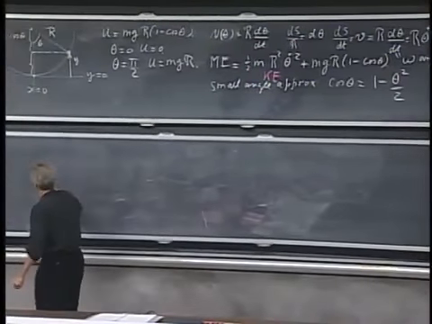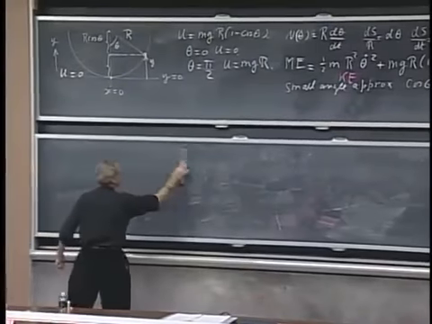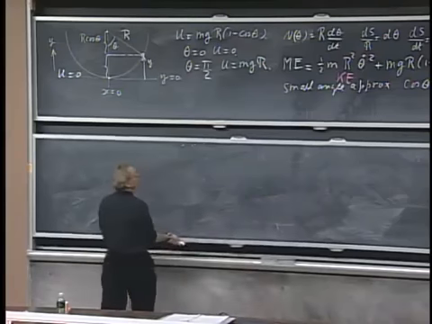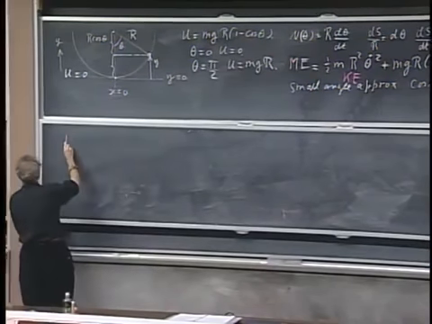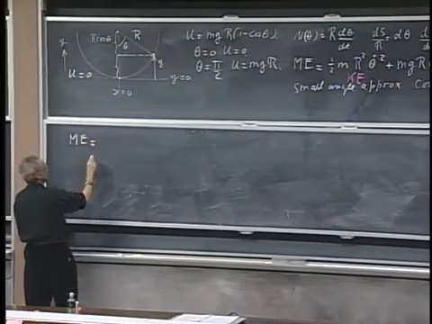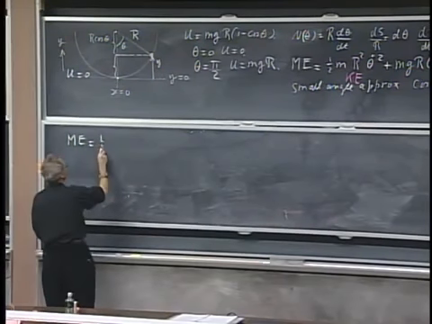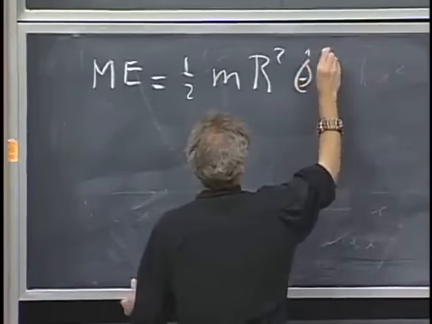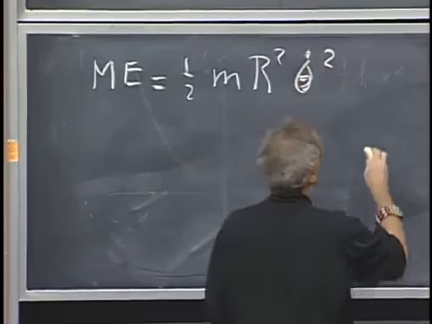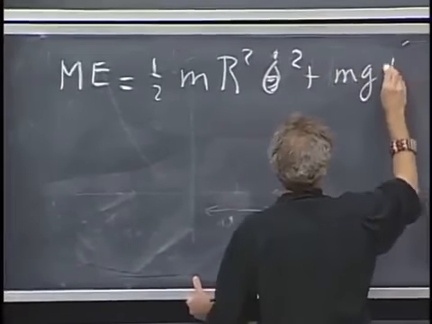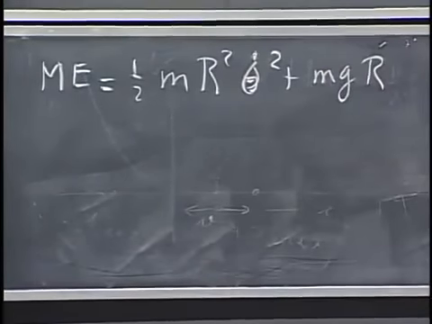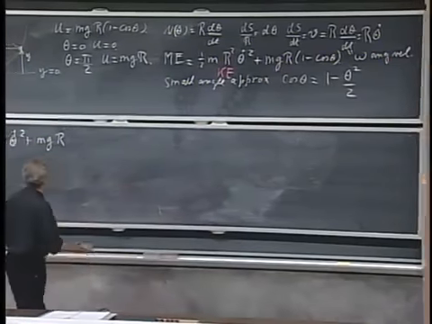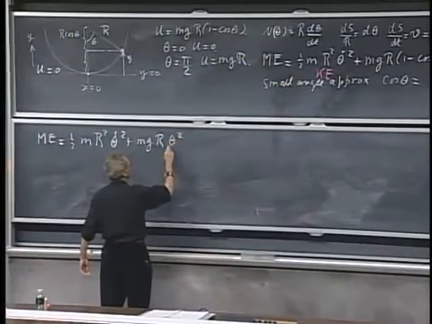I'm going to take the time derivative, just as I did in the case of the spring. So we're going to get that the mechanical energy, which is not changing, equals 1/2 m r squared theta dot squared plus mgr. Cosine theta becomes 1 minus theta squared over 2. So we have a minus times minus becomes plus. So I get simply theta squared over 2.